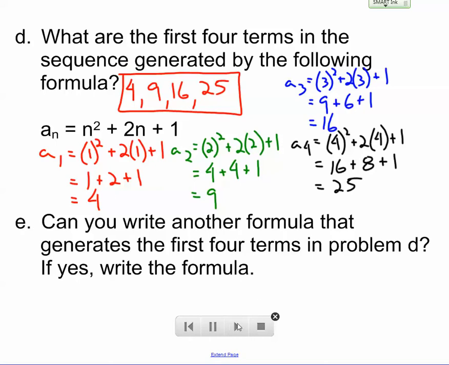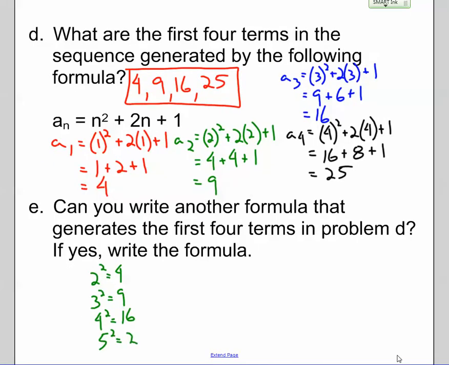So there's got to be an easier formula. How about this? This is going to take a while for you guys to get good at, but again, 2 squared is 4, 3 squared is 9, 4 squared is 16, and 5 squared is 25. So those are the numbers in our sequence. So how about if we go like this? The value of the nth term is equal to, we can't do just n squared, but we could do n plus 1 squared.